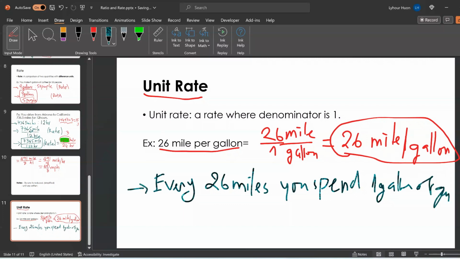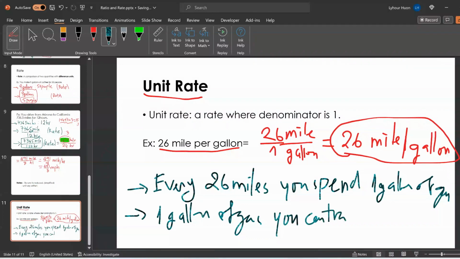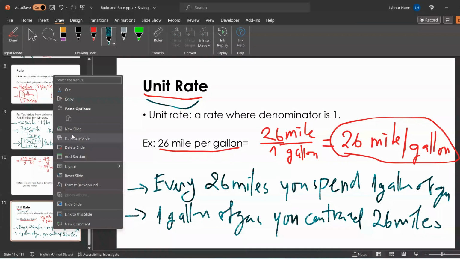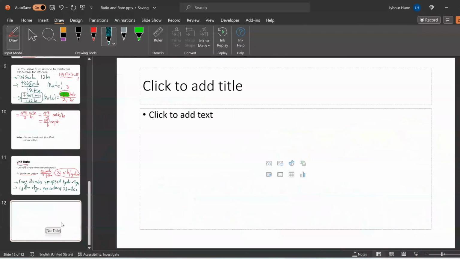Or, on the other hand, we can say that with 1 gallon of gas you can travel 26 miles. That's why we study unit rate.